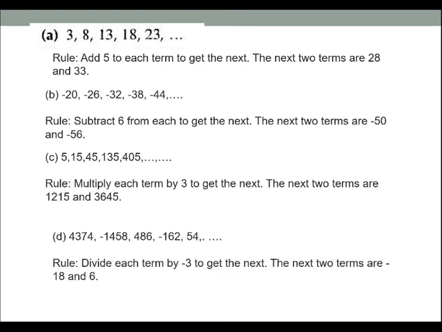Similarly, the D part is 486, minus 162, 54, and so on. The next value is minus 162, 54 and so on. So what is the rule? Divide each term by minus 3 to get the next value. The next two terms are 18 and 6.